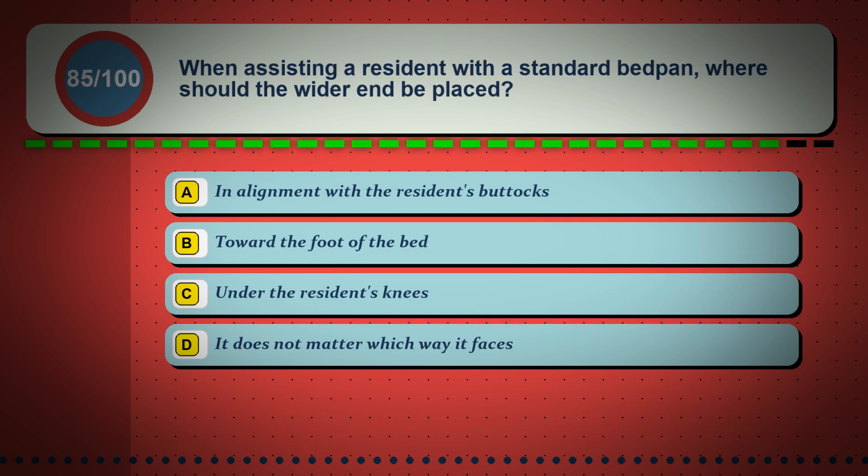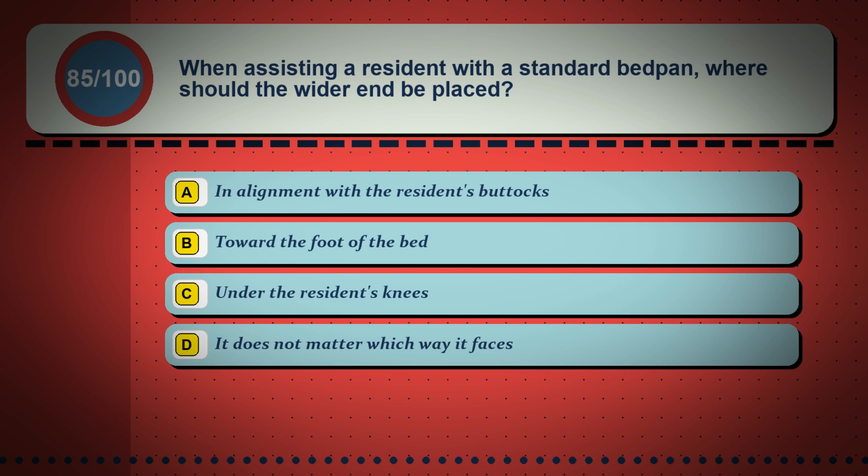Question 85. When assisting a resident with a standard bedpan, where should the wider end be placed? Option A. In alignment with the resident's buttocks. Option B. Toward the foot of the bed. Option C. Under the resident's knees. Option D. It does not matter which way it faces.